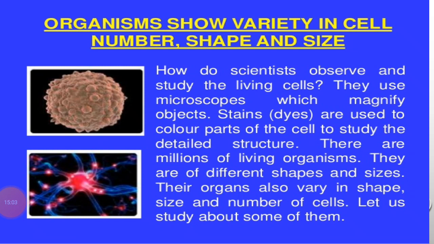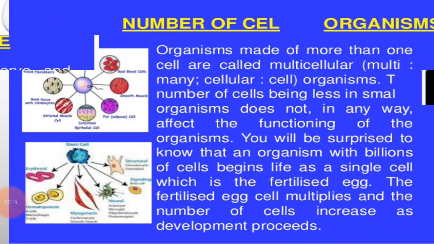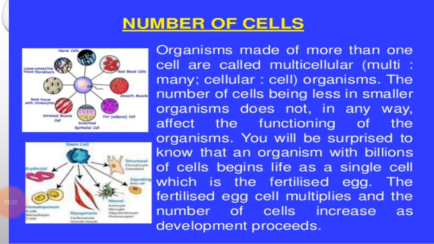So there are millions of living organisms, and they are of different shapes and sizes, and their organs also vary in shape, size and number of cells. Now let us study about them one by one. Number of cells. On the basis of the number of cells, we classify organisms into two groups.